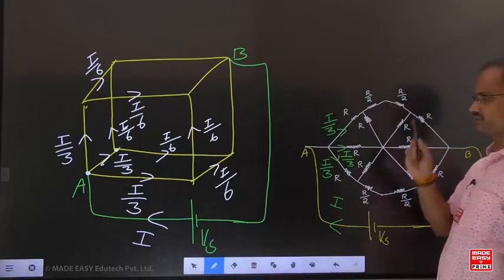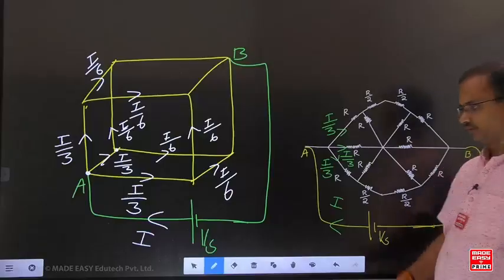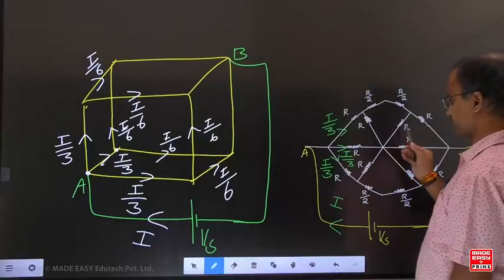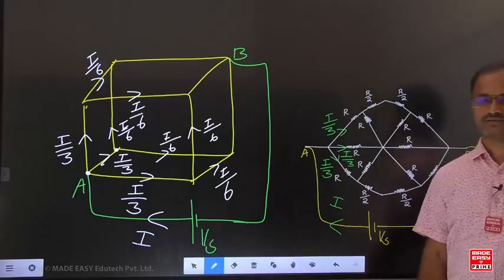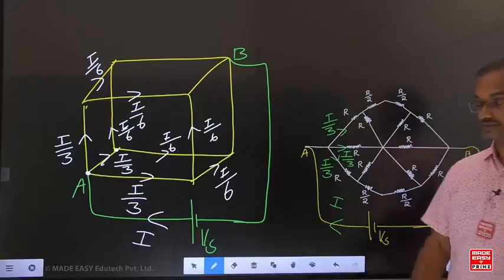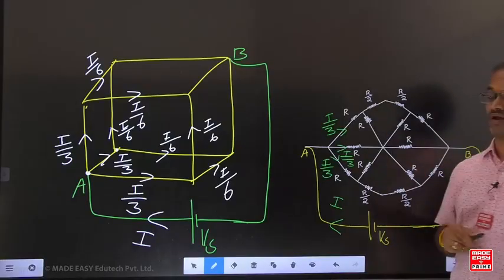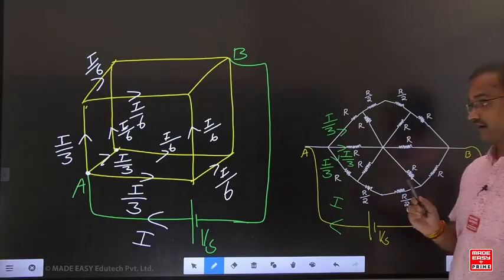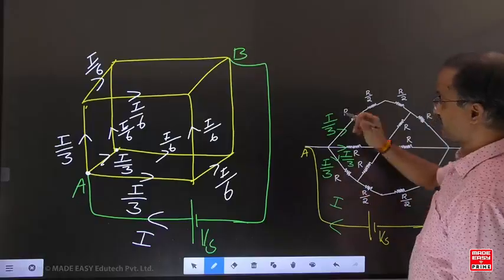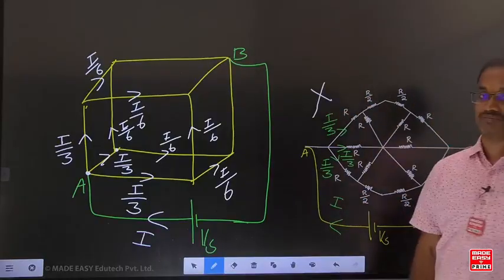This branch is connected to how many branches, sir? 2 branches. Look, this one is connected to how many branches? 1, 2, 3, 4, 5 branches. That means the connections corresponding to this one and this one are not identical. Since they are not identical, this method cannot be applied directly. This method cannot be applied.